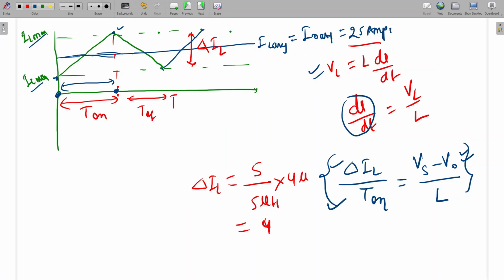So we can see that IL average, which is 25, is greater than 4 by 2. So we can say that our converter is working in continuous conduction mode.